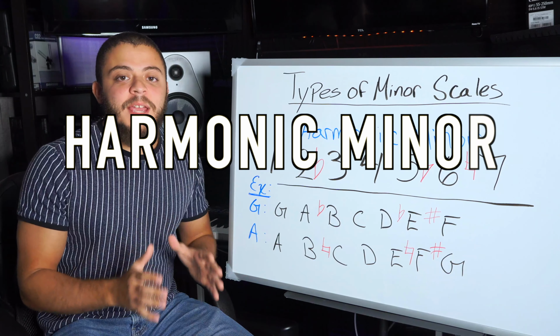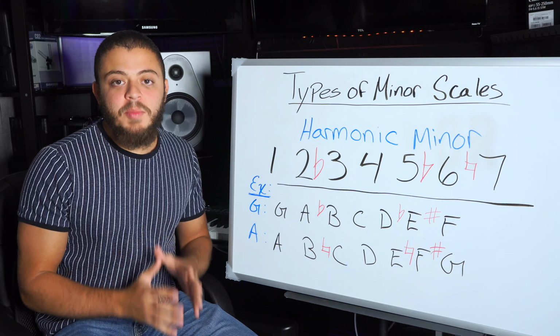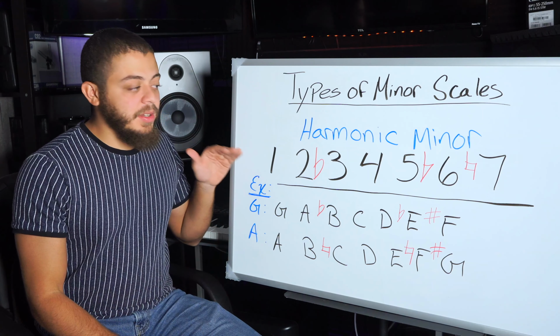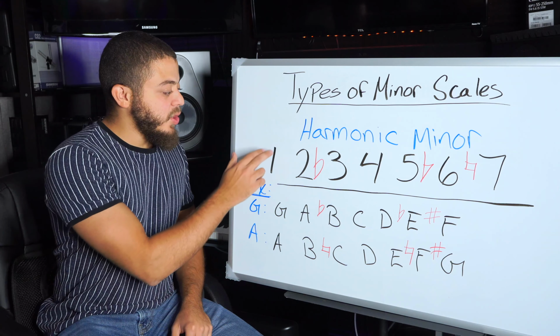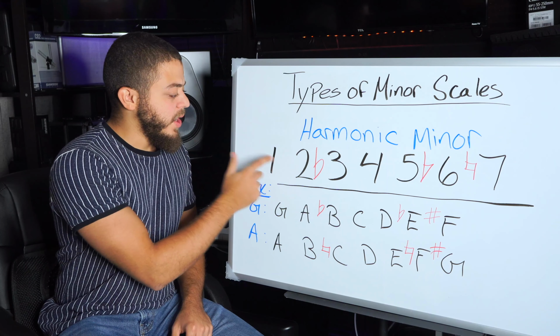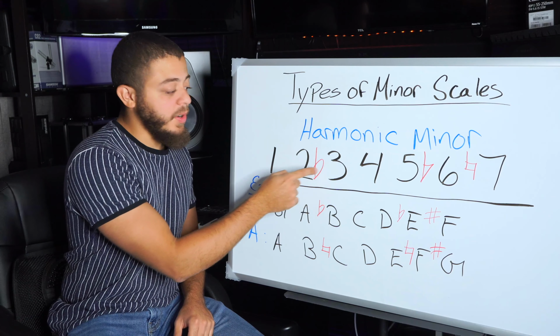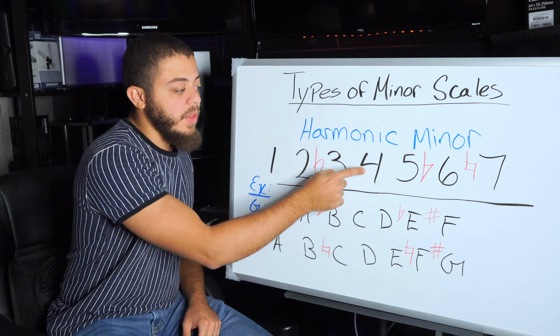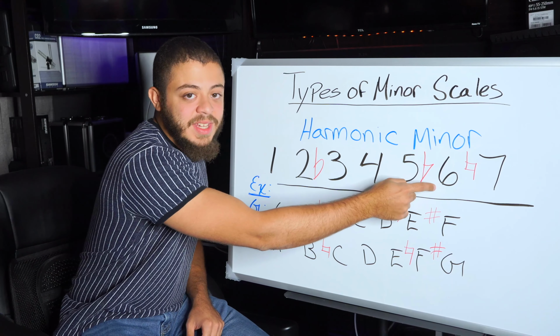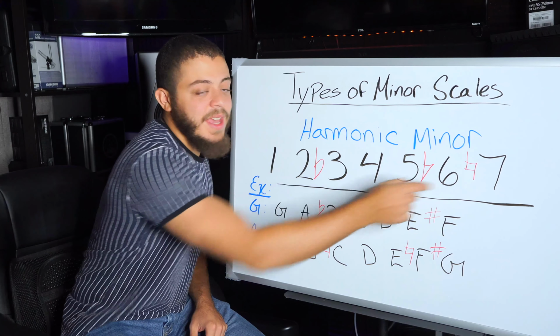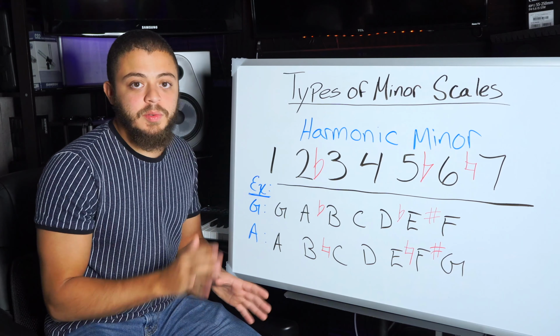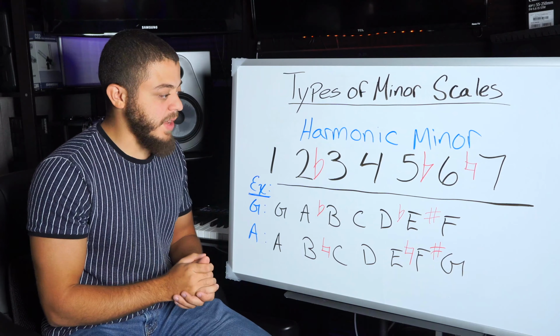The second type of minor scale that we have is the harmonic minor scale. So again, we're going to look at the scale degrees up top so we see what notes are going to be altered. So the first scale degree is left alone, the second, then we have the third, which is also flattened, the fourth, the fifth, the 6th is flattened, but then the 7th is actually natural. There's no alterations to the 7th scale degree.